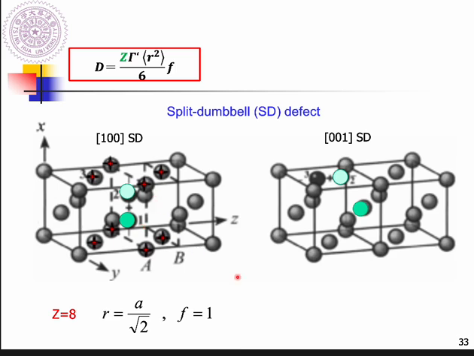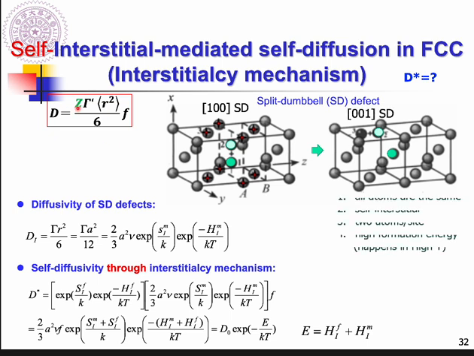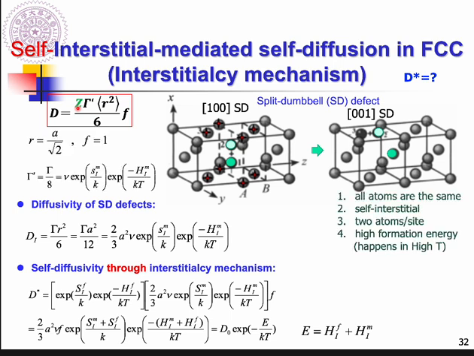to anywhere. So it belongs to non-correlated jumps. So f equals 1. So back to here, I used z equals 12. Then the r is here. Oh, not 12, sorry, z equals 8, and r is a divided by square root of 2, and f equals 1.